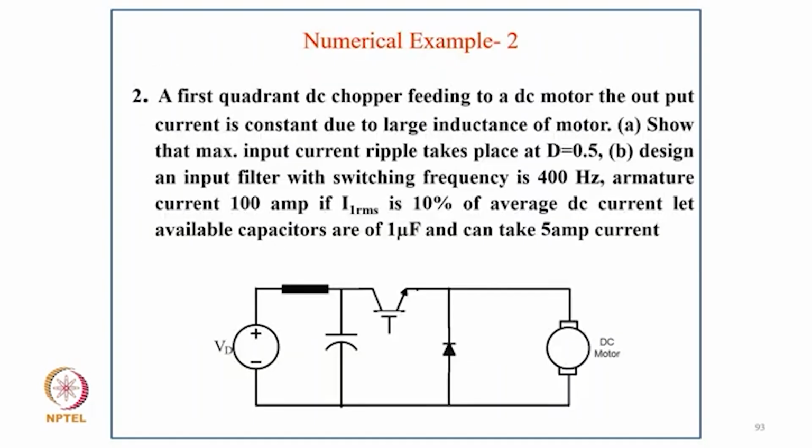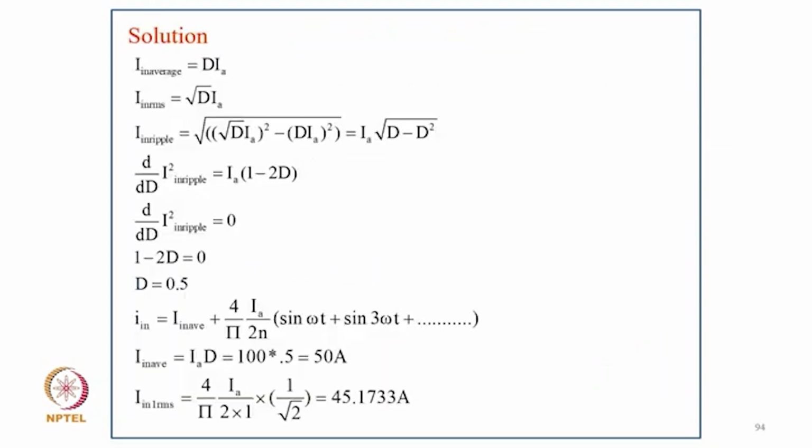So now coming to the second example: a first quadrant DC chopper feeding a DC motor, the output current is constant due to large inductance of motor, so that maximum input current ripple takes place at D equal to 0.5. Design the input filter with switching frequency of 400, armature current is 100 ampere, and if I1 RMS is 10% of the average current, let the available capacitor be 1 microfarad and can take 5 ampere. You can see the circuit with the input filter for the step down chopper for DC motor current.